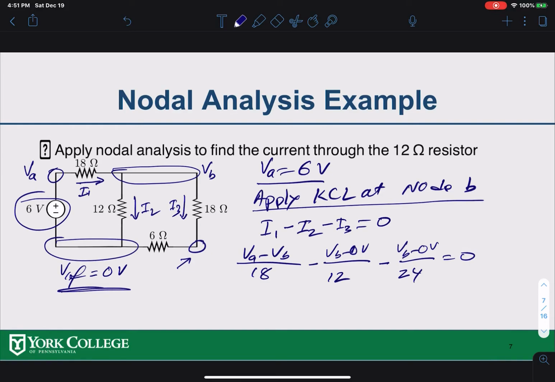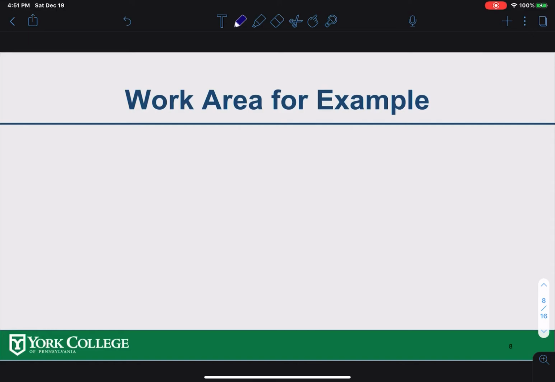So I know VA, which is 6, so the equation is 6 minus VB over 18, minus VB over 12, minus VB over 24, equal to 0. Now I have only one equation and one unknown, so I can easily solve it to find VB. If I go through the solution, I should get VB is 1.85 volts.